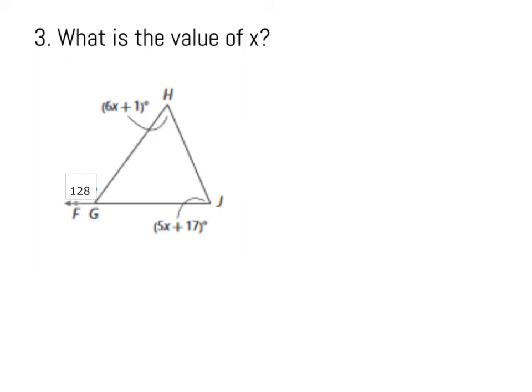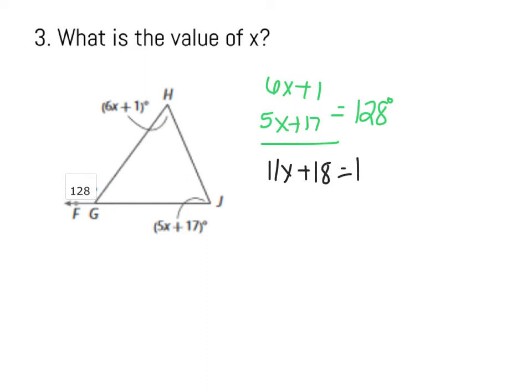Alright, so same thing as before. I have an exterior angle and I know the 2 opposite angles, so I can combine them. I have 6x plus 1 and I have 5x plus 17. When I put those together, they're going to give me the exterior angle of 128 degrees. So combining my like terms, 6 plus 5 is 11x, 1 plus 17 is 18, and again I'm going to set that equal to 128 degrees.